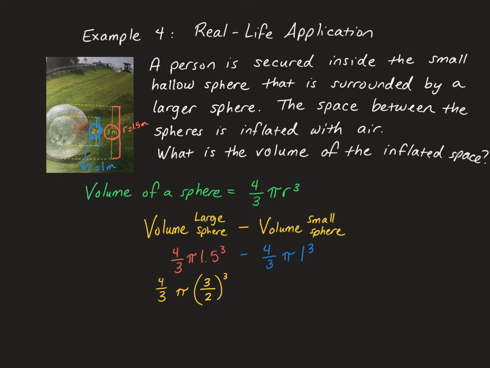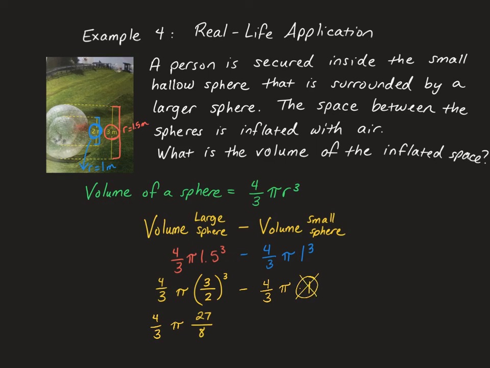Okay, so 3 over 2 times 3 over 2 times 3 over 2 is the same as 27 over 8. And the rest of it stays the same. I have a pi and I have a 4/3. The second part of the equation is 4/3 times pi, and 1 times 1 times 1 is 1, so we don't need to write multiplied by 1. You can if you want to, but we really don't need it.